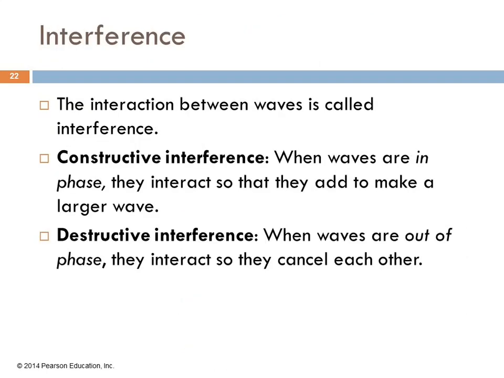Another thing that waves do is they interfere with each other, and this is what happens when waves interact. There's two kinds of interference: we can have constructive interference and destructive interference. If you get two waves interacting that are in phase, meaning their peaks and their troughs are lined up, then they add to each other and make a larger wave. And if you have destructive interference, you've got waves that are out of phase. The peak of one is coming at the trough of the other, and so when you add them together, they cancel out.